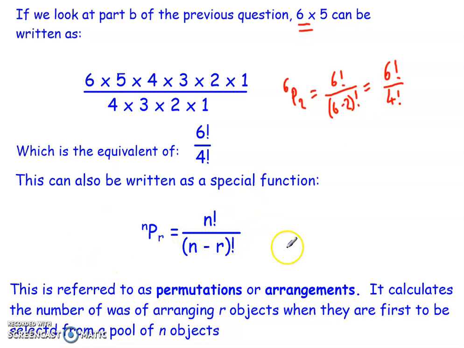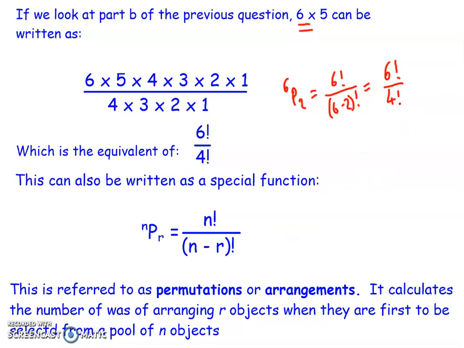Now this function here is often referred to as the function giving us permutations or arrangements within a calculation. So it calculates the number of ways of arranging r objects when they're first to be selected from a pool of n objects. So the number of ways of arranging a set number of objects from a bigger pool of objects. So in this case, the number of ways of arranging first and second place from the 6 cyclists. So this one looks at the permutation and arrangements within that.